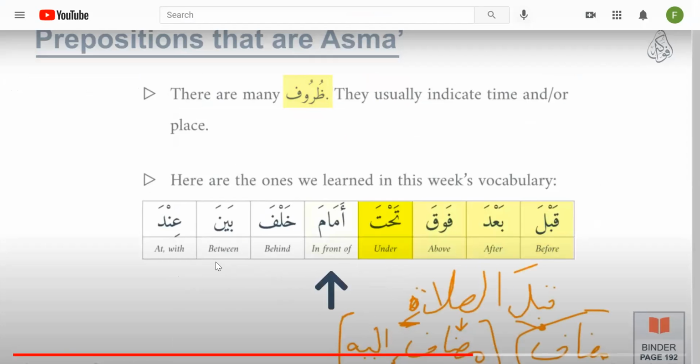Basically, these words, in English at least, they don't really have meaning in and of themselves, right? If you said qabla, before, after, above, under. I mean, yeah, you're right. These words in and of themselves don't have meaning. So yes, it is true that the isms, even in the Arabic language, are defined as something that has meaning in and of itself.